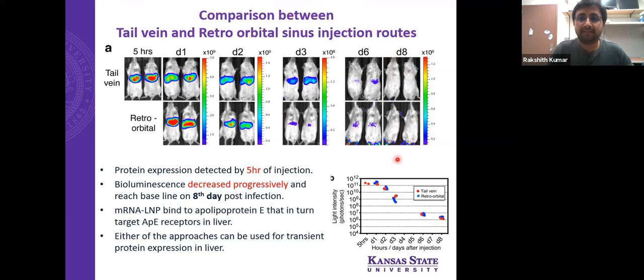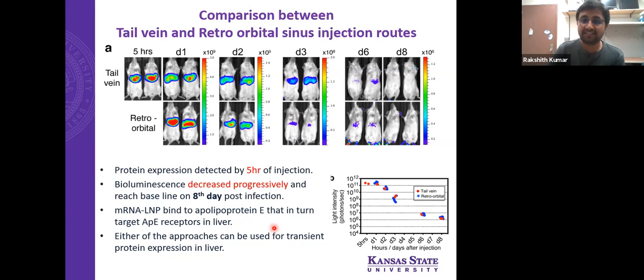So they evaluated the duration of the activity of the mRNA injected through the intravenous route. And they also confirmed that the mRNA injected through the intravenous route will reach the liver. This is because the mRNA LNP injected through the intravenous route will bind to the apolipoprotein E present in the blood, which in turn targets the receptors in the liver. And they concluded either of the approaches can be used for transient protein expression in the liver.